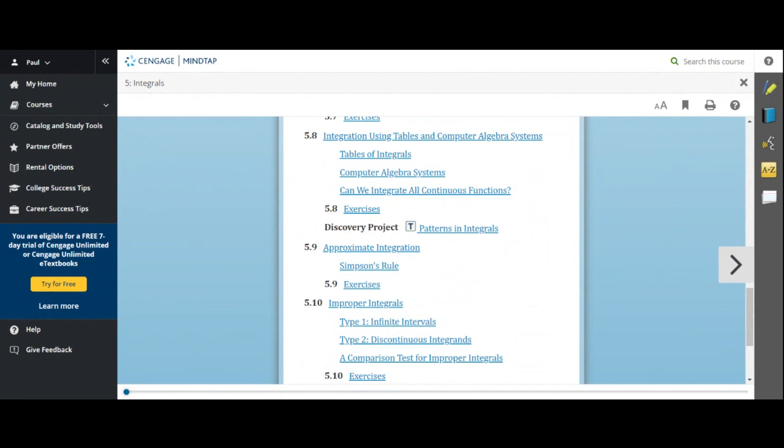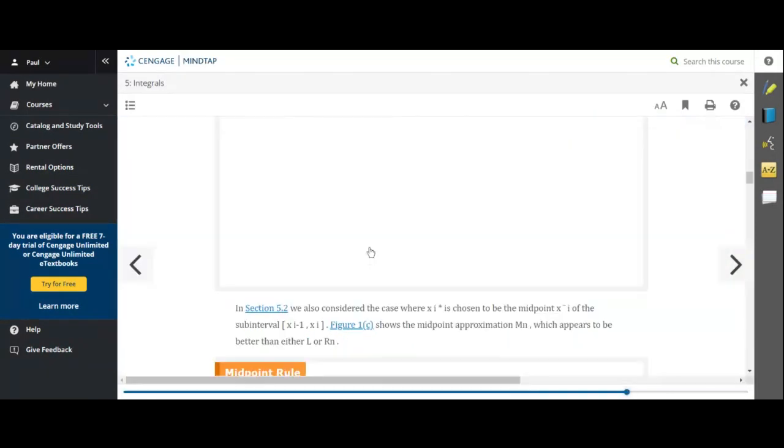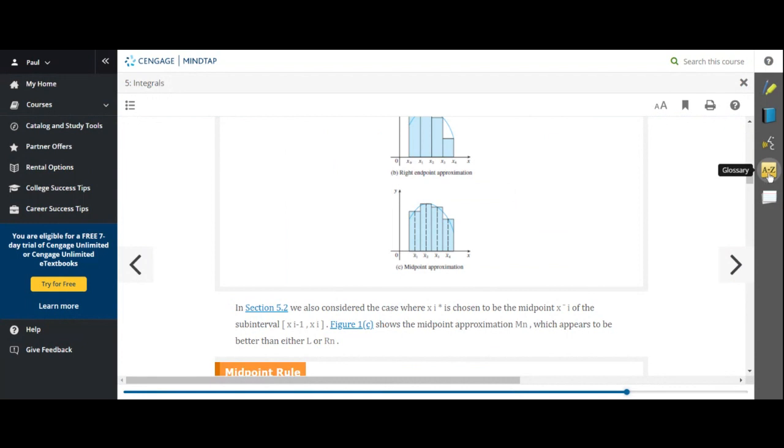So how do we handle things if we have a definite integral that we cannot get the antiderivative of? We can't get the antiderivative. We have to approximate the integral, and that's where approximate integration comes in, section 5.9.